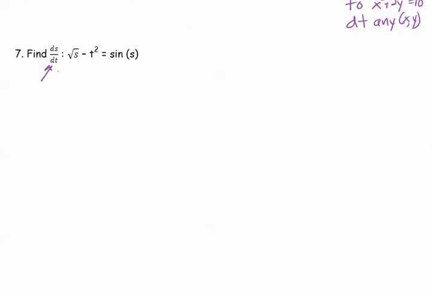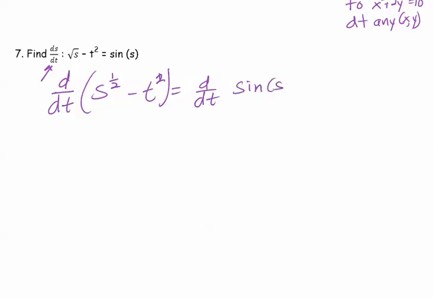Also, we want to differentiate with respect to time. So we're doing a d dt on both sides. And we talked about using power rule there whenever we have a square root and a d dt of a sine of s. So differentiate this term, 1/2 s to the negative 1/2, and then a chain rule on your variable ds dt, and then the power rule on the t squared.